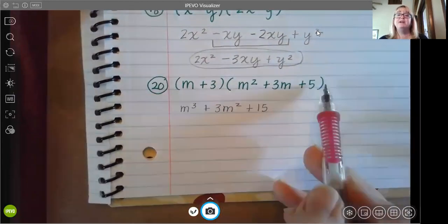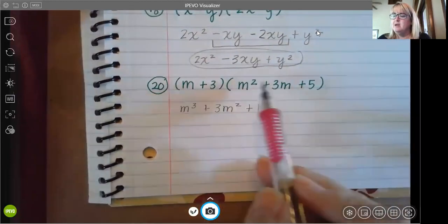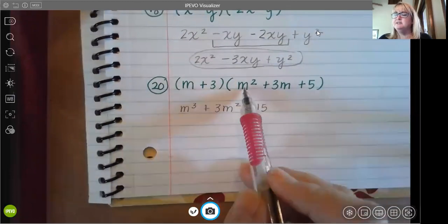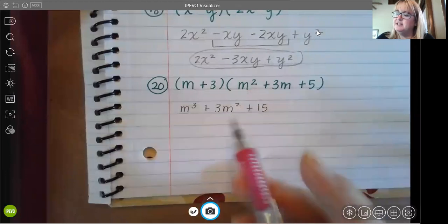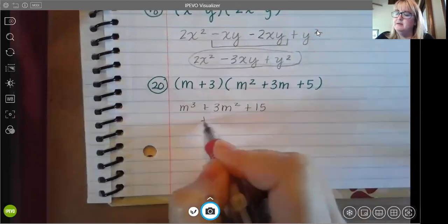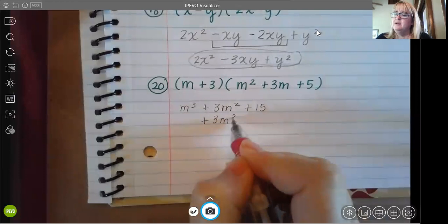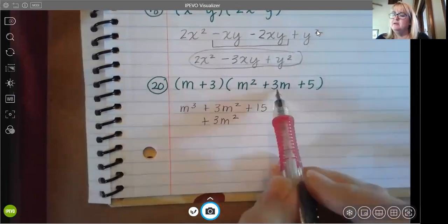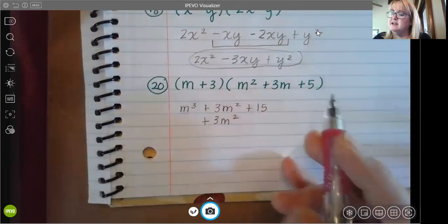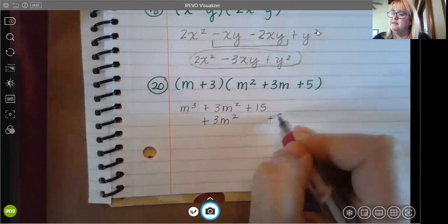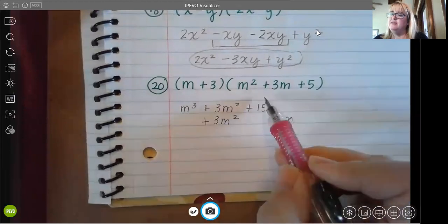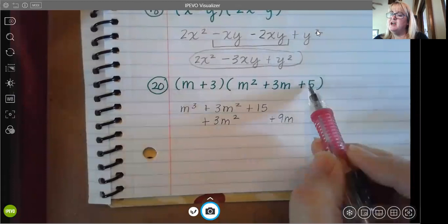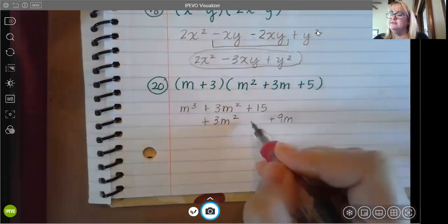Now I'm going to do 3 times all these terms. 3 times m squared is positive 3m squared. I'm going to write that under this one because they can be combined together. And then 3 times 3m would be 9m, plus 9m. And then 3 times 5 would be a positive 15.